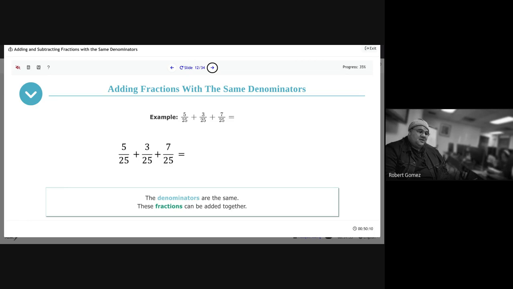So once again, I'm going to be an optimist and say, okay, I already know I have the same denominator here. So I'm just going to write the denominator and then do the math on top. So I'm going to add the numerators. 5 plus 3 is 8, and then 8 plus 7 is 15. So we have 15 over 25. There we go.